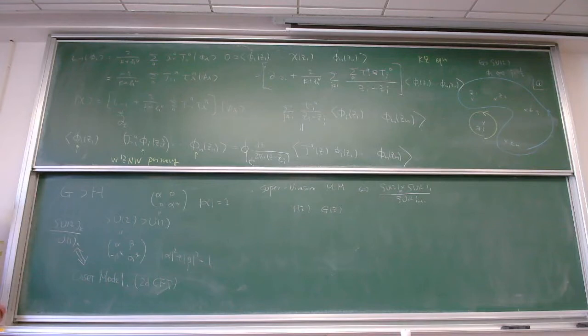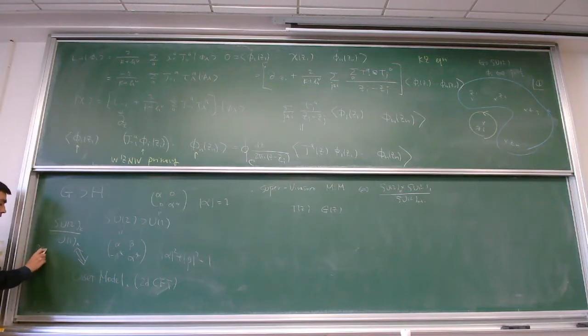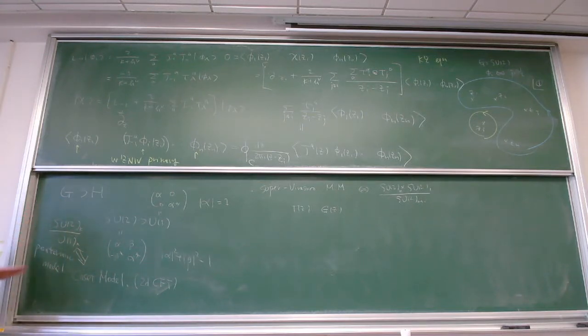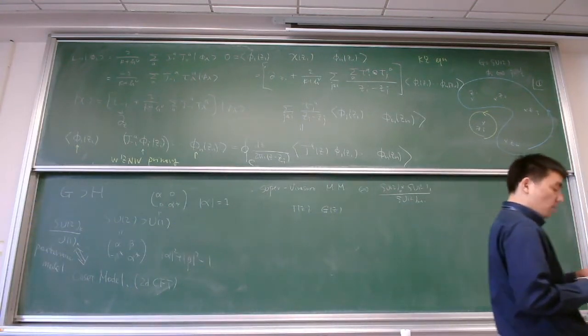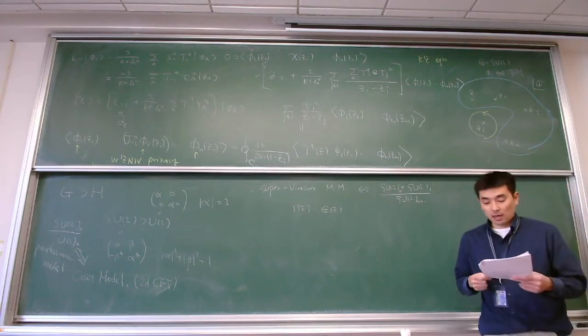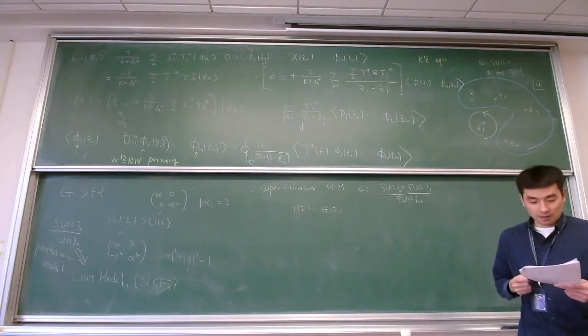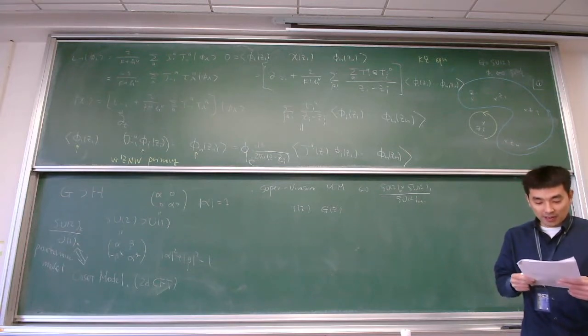For instance, SU(2)_k and then U(1)_k, this is called the parafermion model. This 2D CFT also plays a very important role in 2D condensed matter physics, but I'm going to skip it because it's not going to appear in the subsequent lectures.